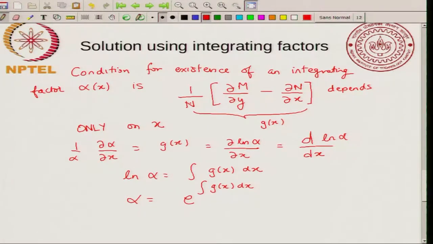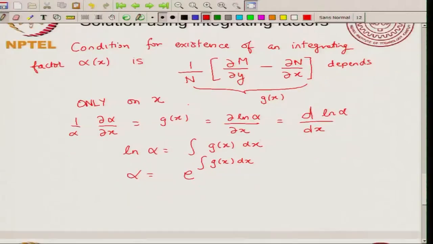Okay. Now, notice that if ∂M/∂y equals ∂N/∂x, then of course you have an exact differential and you do not need to go through any of this. You do not even need to find an alpha. So we are looking at how this is deviating from the exact differential and then dividing it by N and seeing whether we can find an integrating factor that depends only on x.